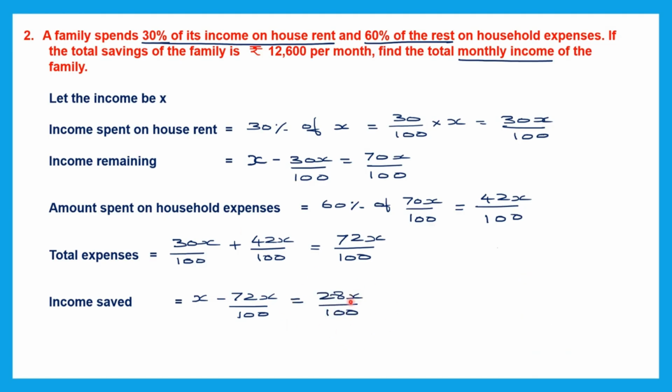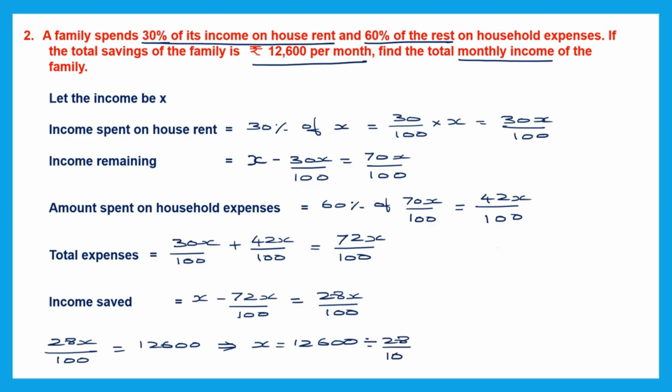That means these are the savings. So here 28x by 100 is the saving, and we are also given the savings amount here, that is 12,600. So 28x by 100 is equal to 12,600. Now we can find the value of x. We can say x is equal to 12,600. Now here we have 28 by 100, isn't it? It's multiplication. So when it goes to the other side, it becomes division. So divided by 28 by 100.